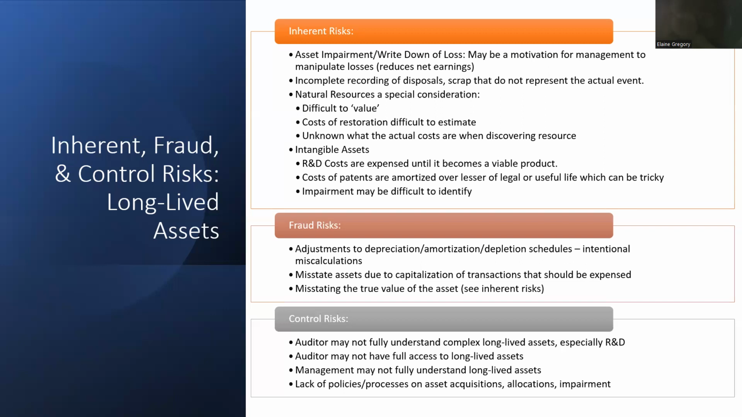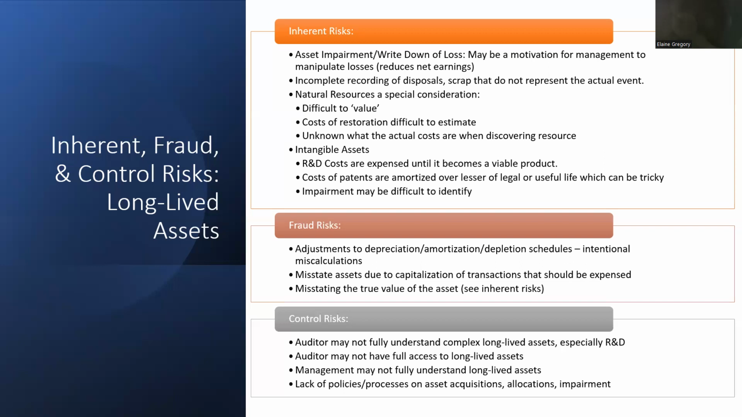Finally, under control risks, looking at the entity itself, we also have to look at the audit firm. The control risk may be that the auditor doesn't fully understand long-lived and complex assets, including R&D. So you need to, again, understand the industry and understand the company when you go into it. They may not have access to those long-lived assets. Remember, if you can't see, you can't test.